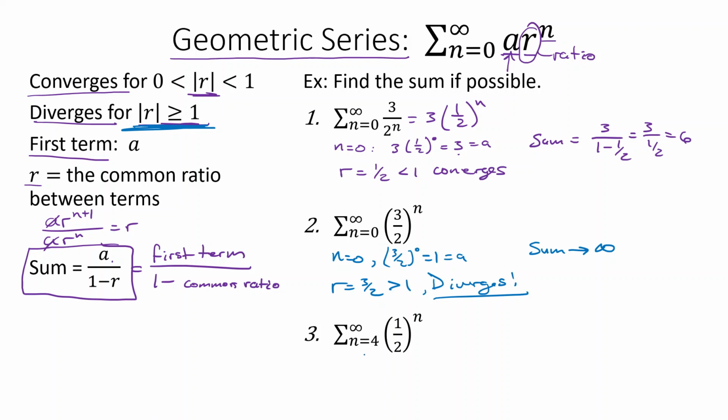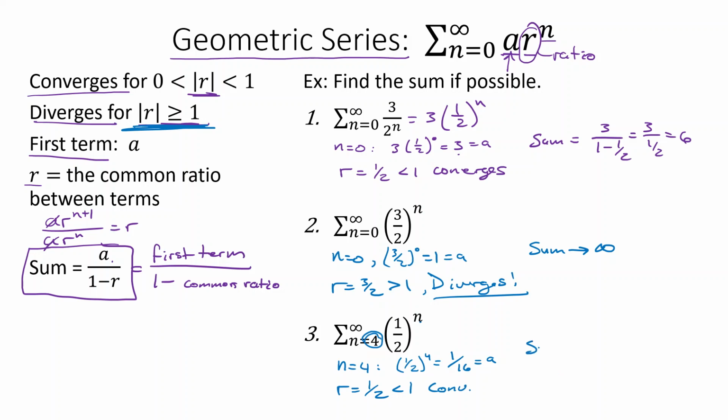All right, what about this guy? So now the trick here is it starts at 4. So our first term is when n equals 4. If we plug in 4, we get 1/2 to the 4th. So 1 to the 4th is 1. 2 to the 4th is 16. That's our a. Our r here is what's being raised. It's 1/2. That's less than 1.